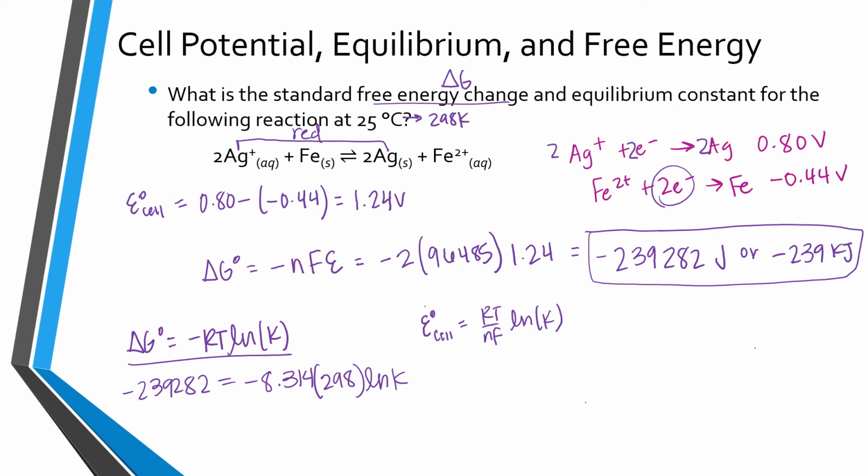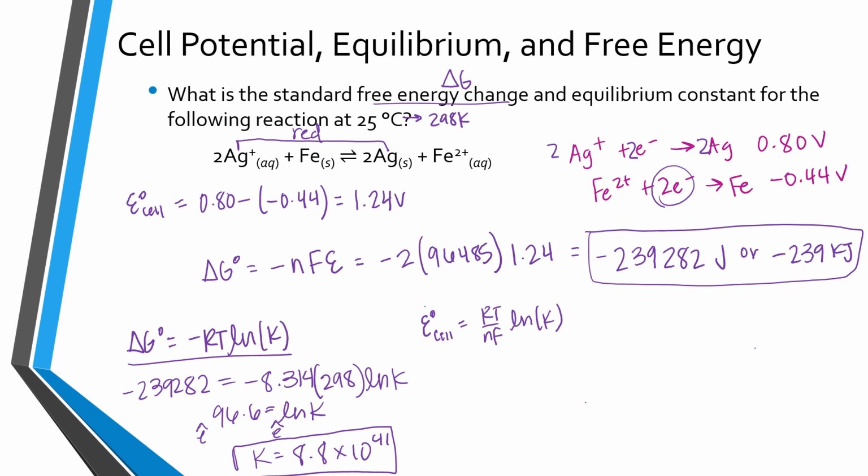So now I have negative 8.314 times 298, negative 239,282 divided by that answer. You get 96.6 is equal to the natural log of K. That is e to both sides. And I get that K equals 0.8 times 10 to the 41. Massive equilibrium constant. All of this is pointing towards the fact that this is a product favored spontaneous reaction.